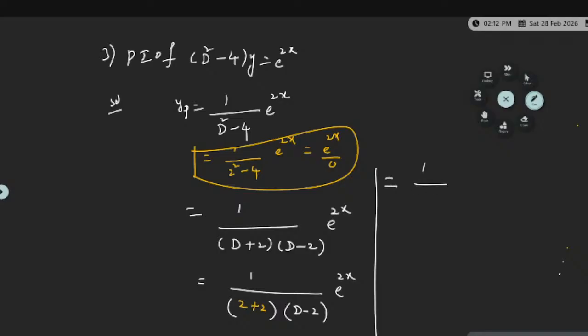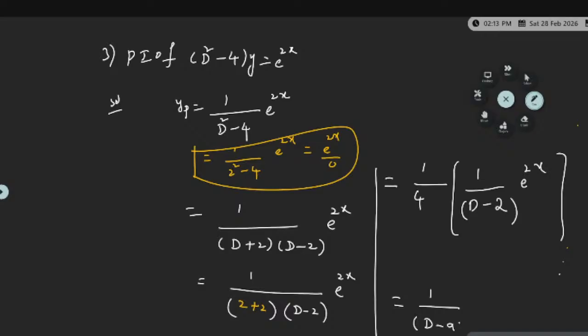What is 2 plus 2? 4. Treat the remaining terms separately. What are the remaining terms? 1 by d minus 2 into e power 2x. We have a formula: 1 by (d minus a) whole power r, e power ax equals x power r by r factorial, e power ax. This is the formula. That is 1 by 4.